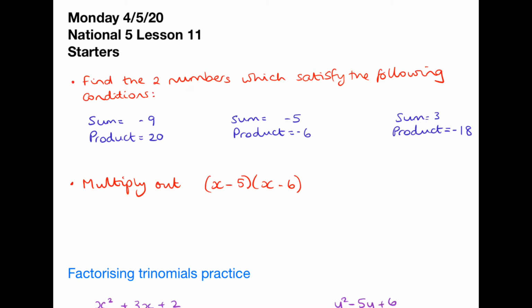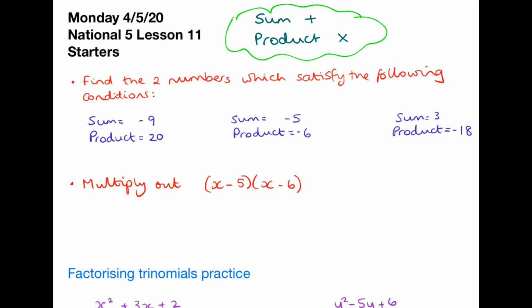Okay, alright, so first of all, our starters for today: find the two numbers which satisfy the following conditions. Right, so we've got words here, sum and product, right? So sum means you add them together, product means you multiply. Okay, so that's important that we know that and that we can remember it, because sometimes in assessments you will be asked to find the product of two things, or the sum of two terms or whatever.